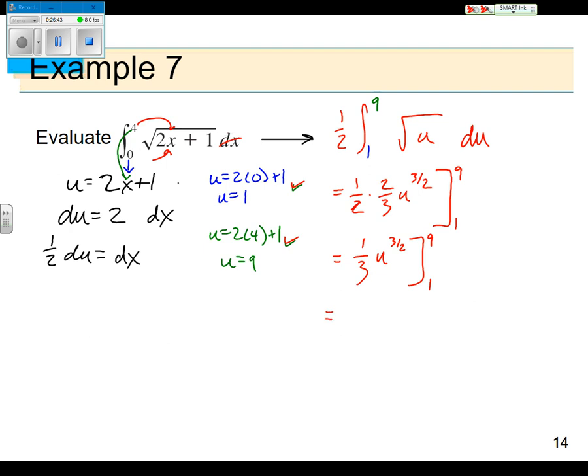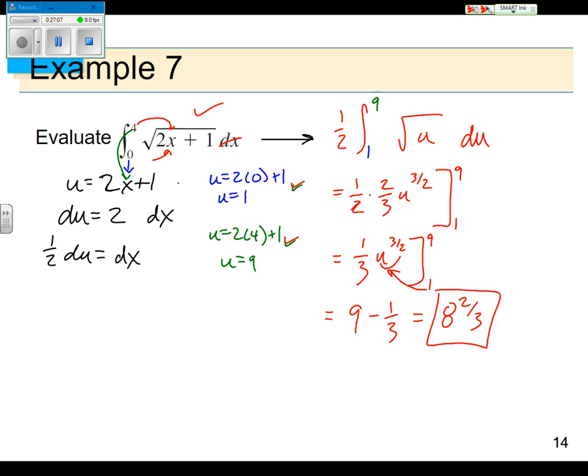And whenever I plug in 9 for this, it comes out a little bit better. So when I plug in 9 to the 3/2, this is the square root of 9, which is 3, cubed is 27. I still get the 9. If I plug 1 in for u, I get 1/3. I still got my 9 minus 1/3, which is 8 2/3, which is still the area underneath this curve.